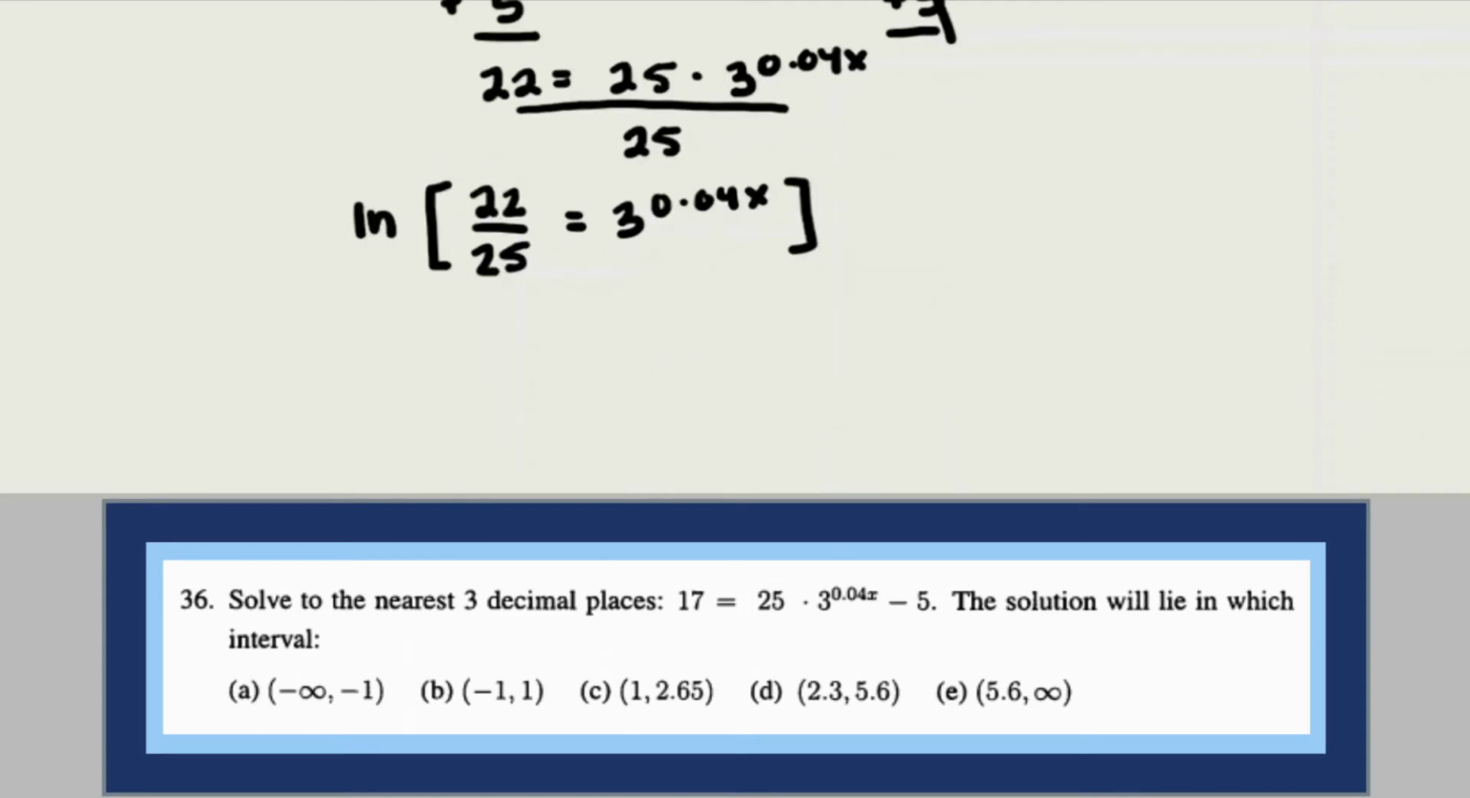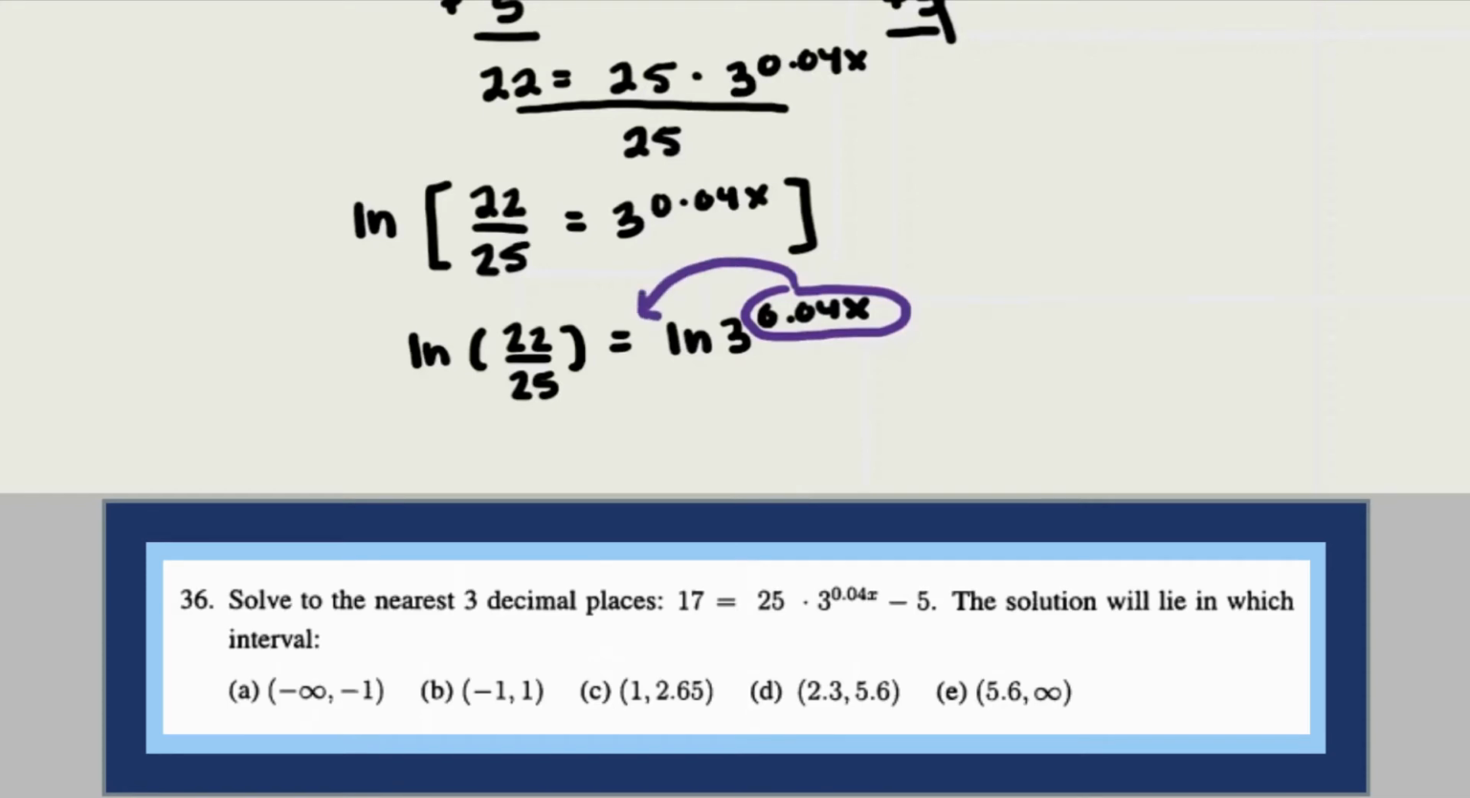And when we do that, that'll give us ln of 22 over 25 equal to ln of 3 to the 0.04x. So once we do this, remember when we have logarithm or natural log rules, whatever is in the power, we can put it to the front. So we're going to take our 0.04x and raise it to the front, and that's how we're going to get our x out of the power.